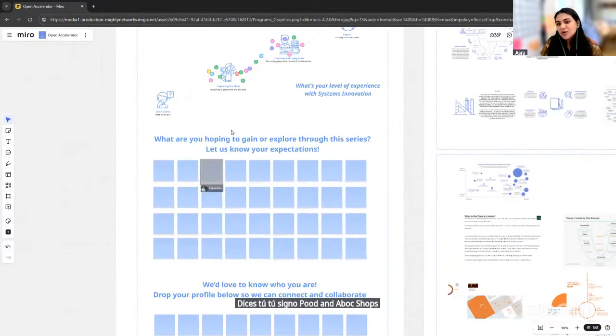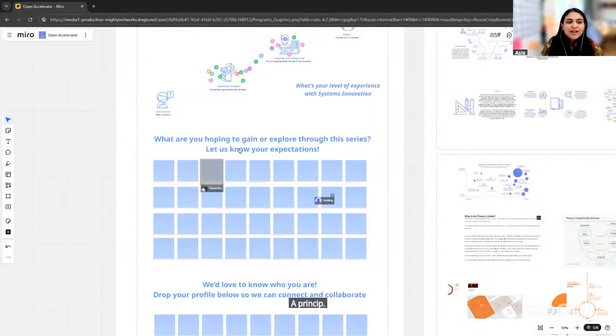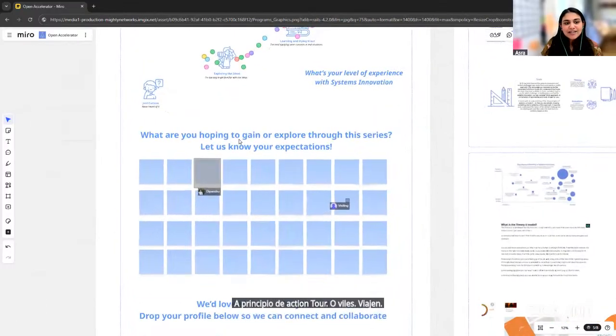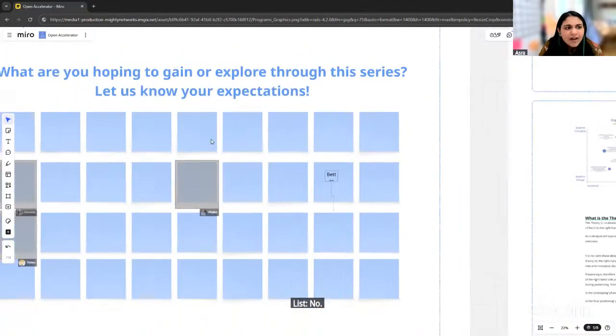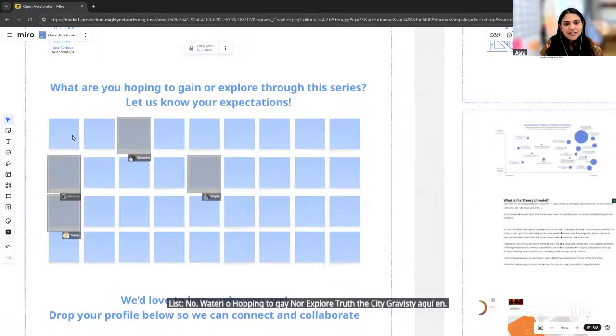As we go along, if there are any questions on the Miro board, we can still talk on the chat, or I can give you a brief introduction to it. Or whilst we are here, I would like to take your expectations and the ideas that you came to this event with. So please let us know what you are hoping to gain or explore through this series, and grab a sticky and write your thoughts there.